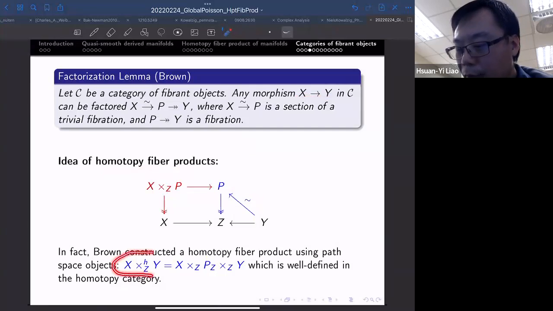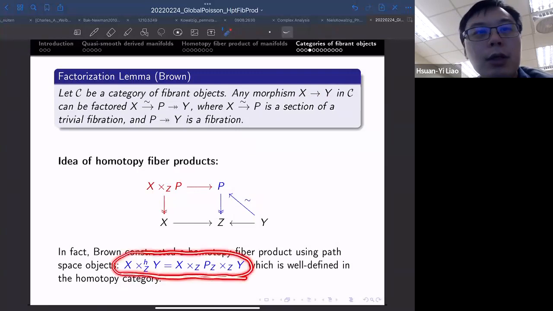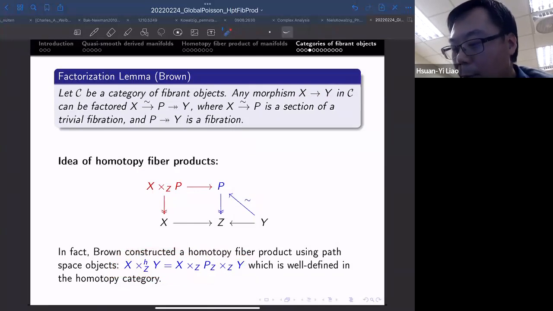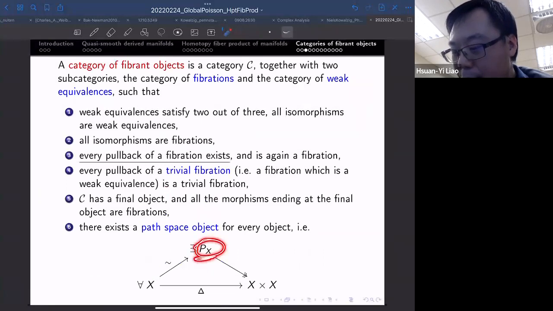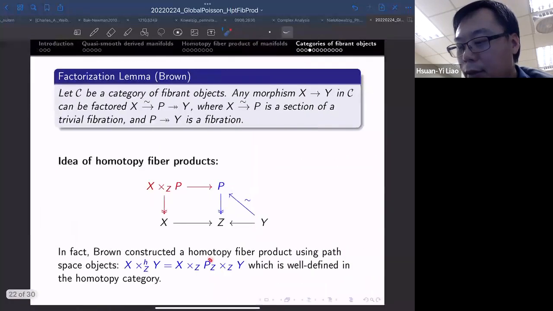So in general, in such a category of fibrant objects, we can just use this thing to get a homotopy fiber product. This PG is the factorized PX. So I just take Z, and this PZ is guaranteed by the axiom. And this PZ has fibrations to Z times Z. So it has two fibrations here, so I can do this fiber product.